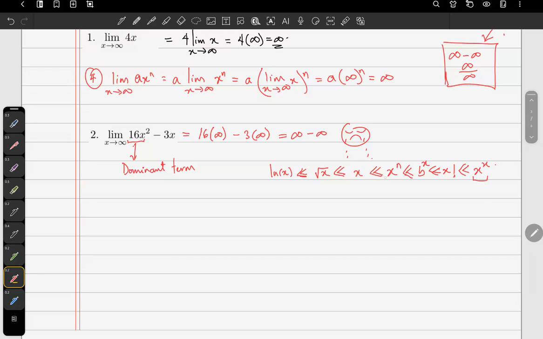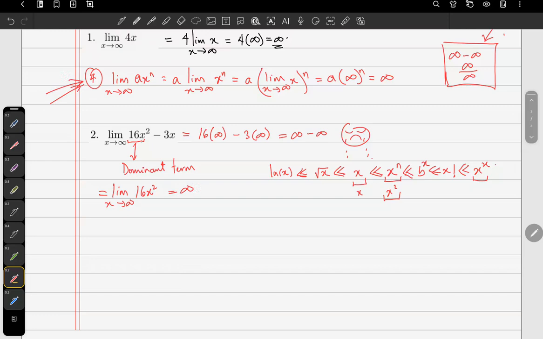So in this case, since I have x squared coming from here, and I have x coming from here, then I know that this grows faster. So I can actually avoid the other. So this question is the same thing as looking at just 16x squared, because it is what happens at 16x squared that will determine what happens at 16x squared minus 3x. That is the meaning of dominance. So in this case, just as we have in this item here, this is just going to be infinity.